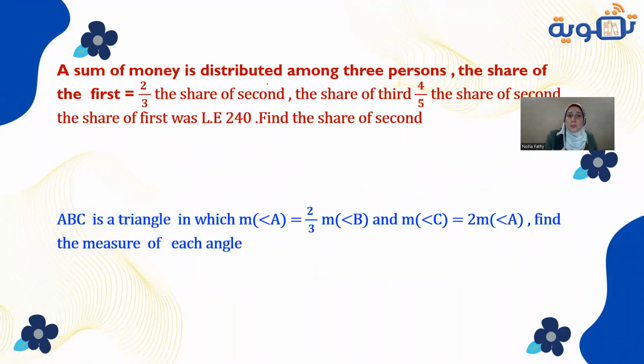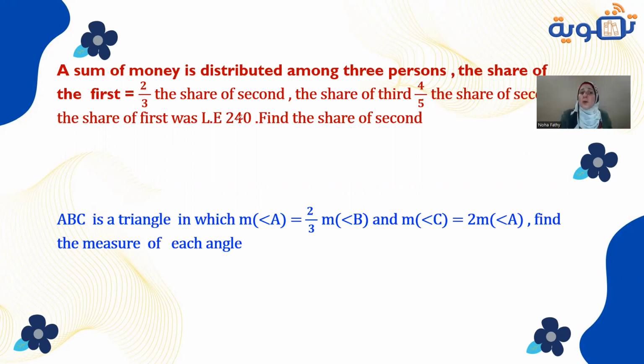A sum of money is distributed among three persons. The share of the first is 2/3 of the share of the second. The share of the third is 4/5 of the share of the second. The share of the first is 240. What is the share of the second? So I will write first to second to third. This is like combining ratios because the second is repeated now. First to second, 2 to 3.